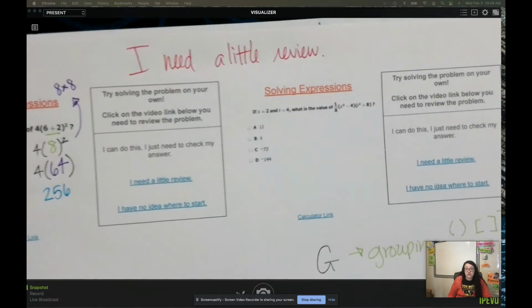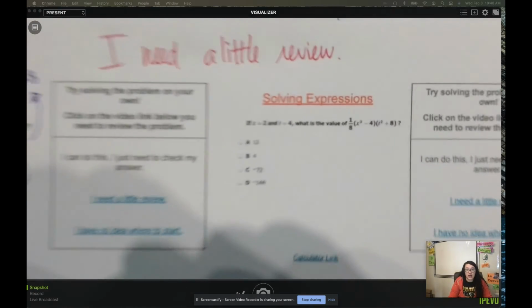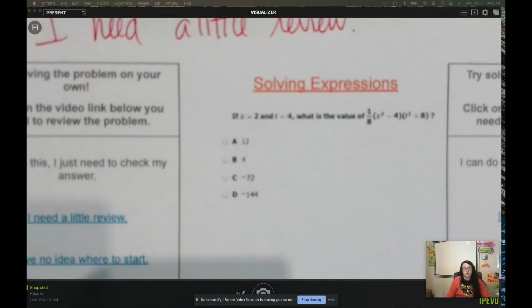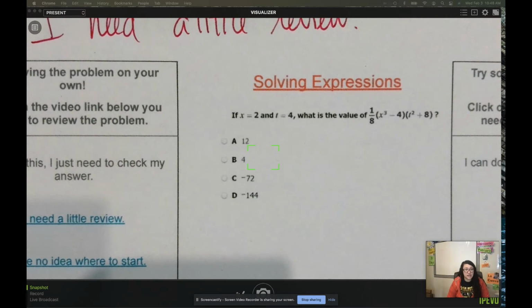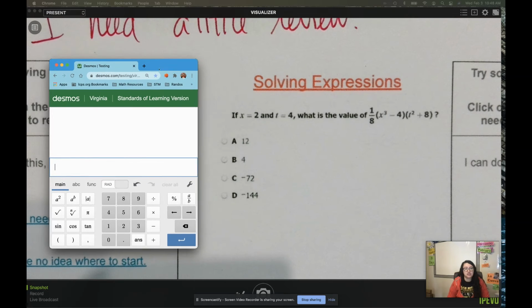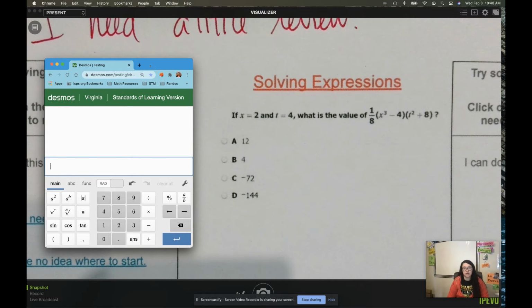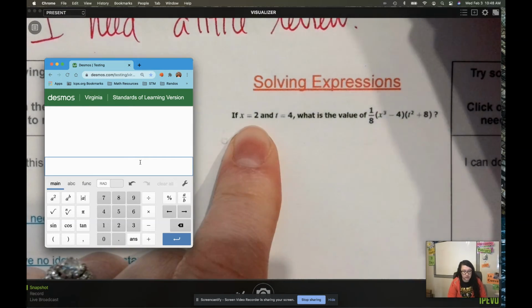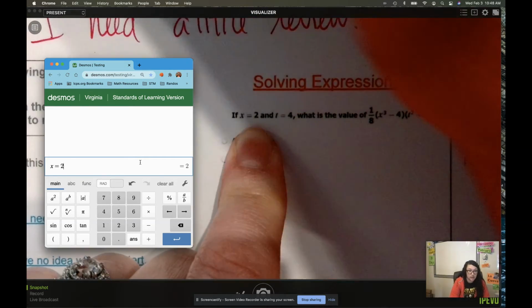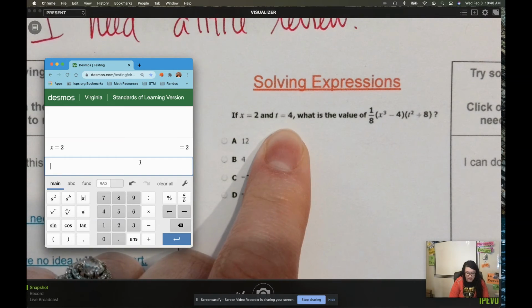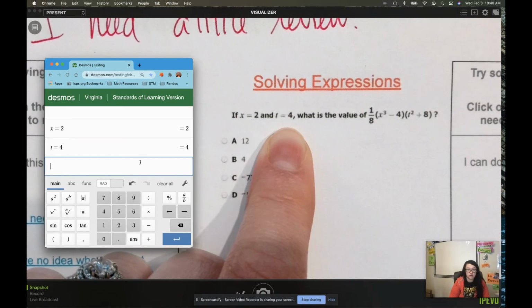This next problem's a little trickier. There's a lot to this problem. When I see problems like this, I'm not going to try to do that paper and pencil. I like to use my calculator. Work smarter, not harder. So first, I want to tell my calculator that x equals 2. And I also want to tell it that t equals 4.